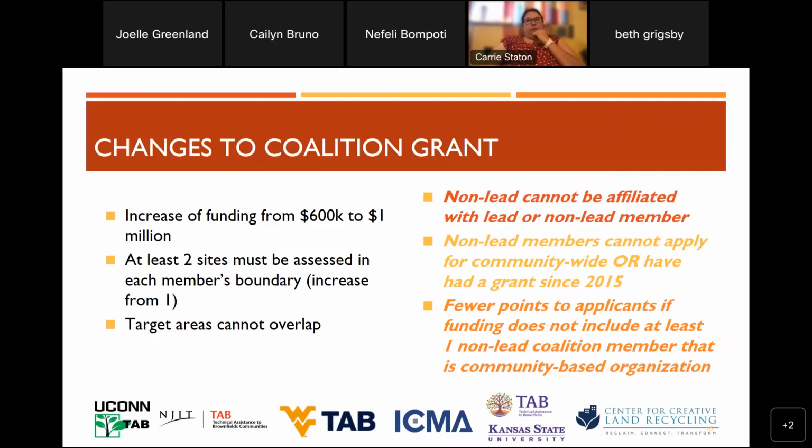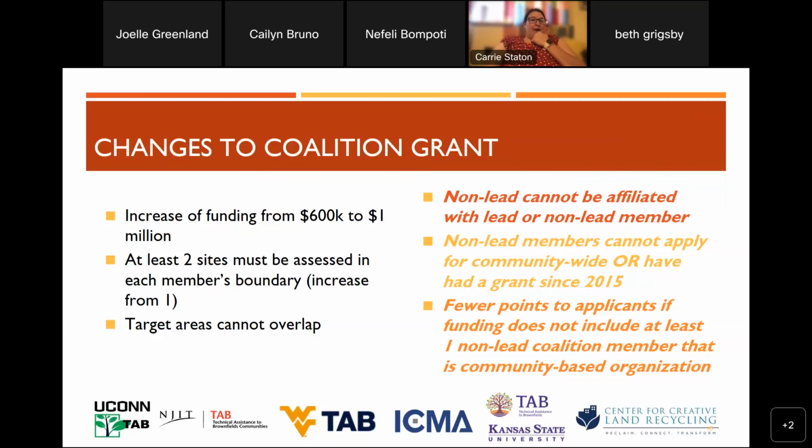So for example, if you're an association, a national or a regional association of groups, and you have more localized groups that are all under your umbrella, only one of you can be a member of the coalition. Non-lead members cannot apply for any other community-wide assessment grants on their own in this cycle, or have had one of those since 2015. And that's a big change. So in the past, that was not a requirement, but they're really looking for higher capacity groups to be lead applicants and help along the lower capacity groups as non-lead members.